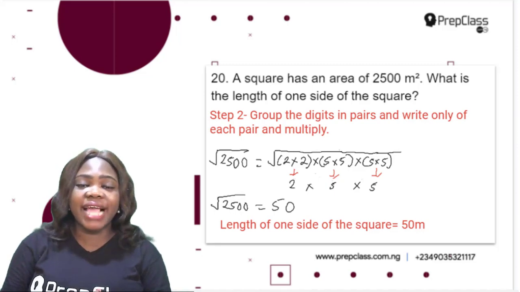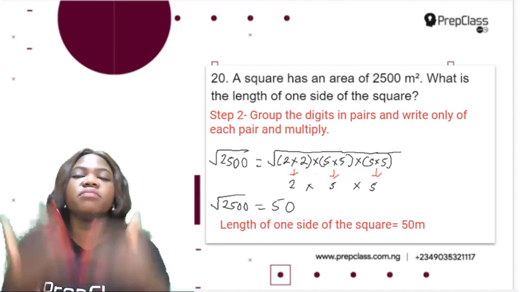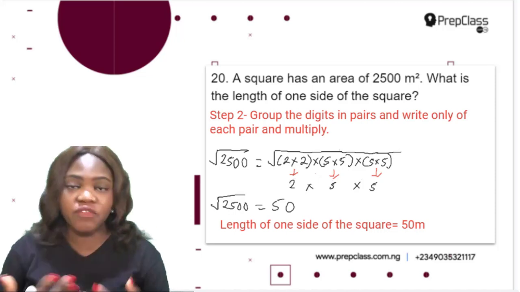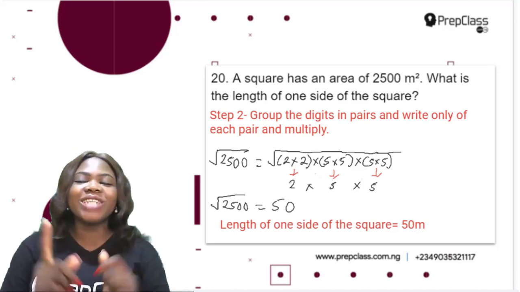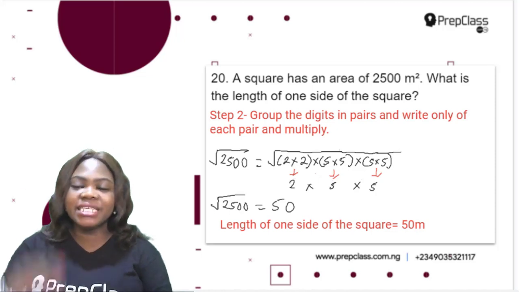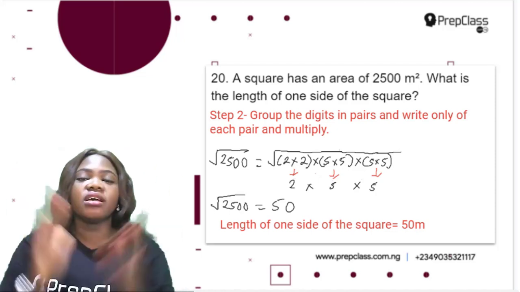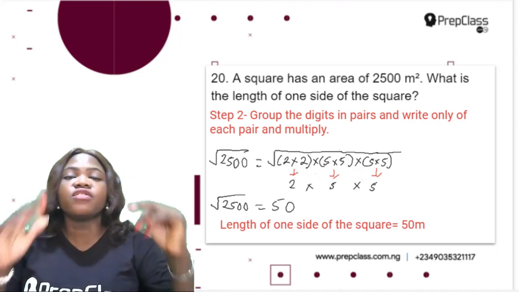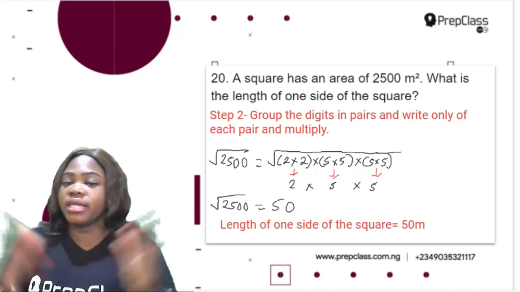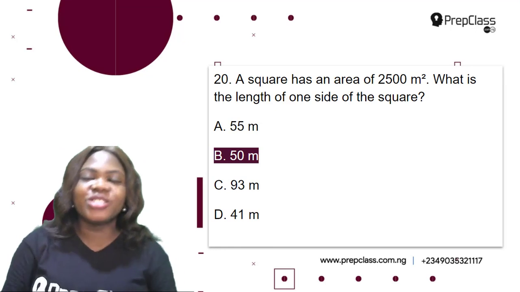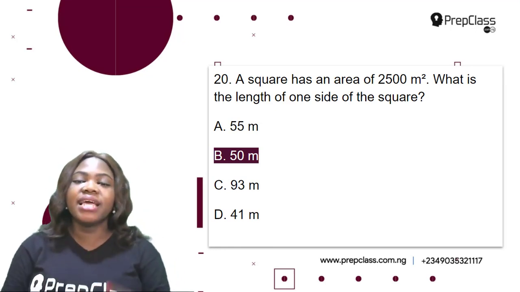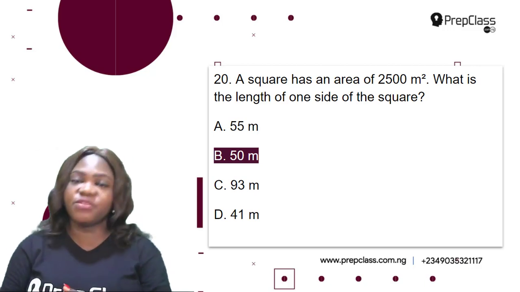How do you know that the answer is correct? Just multiply 50 by itself. So 50 multiplied by 50 is 2,500. So the length of one side of this square is 50 meters. You can see that finding the length of one side of a square is very easy. Just find the square root of the area of the square. That's all. So the correct option here is option B, 50 meters. The length of one side of this square is 50 meters.